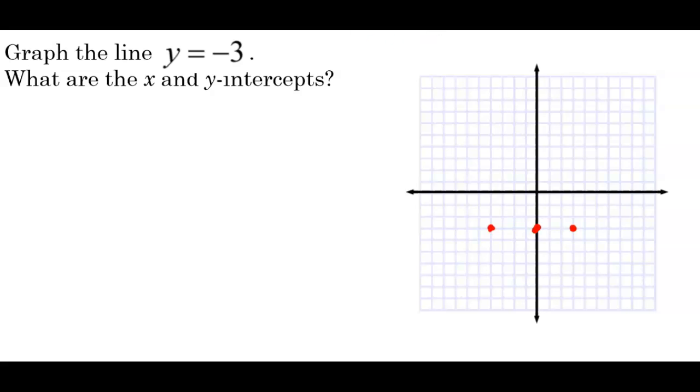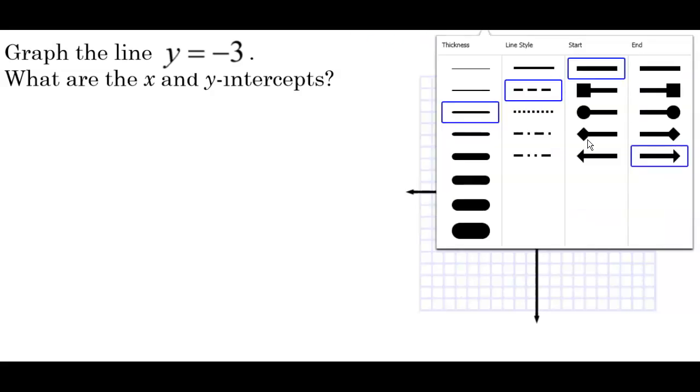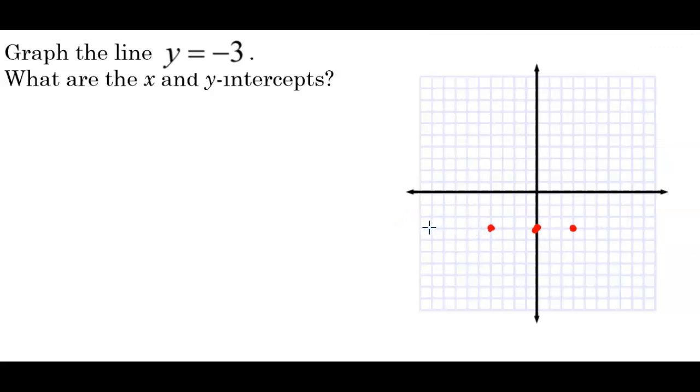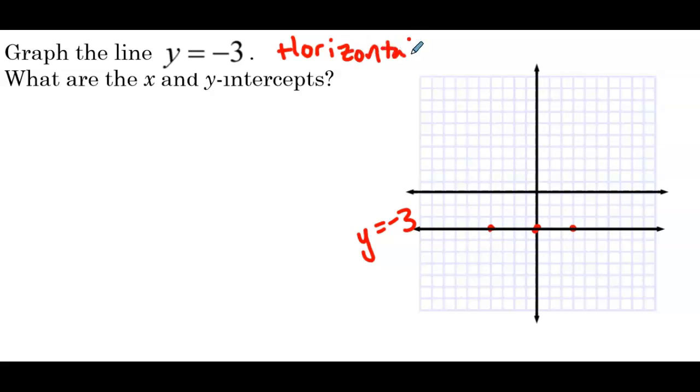And if we plot all of those points, the line that we would wind up getting is going to look like this. Oh, didn't want it to be dashed. Let's fix that. The line we're going to get looks like that. So that's the graph of the equation y equals negative 3. So this is a horizontal line, a line that's parallel to the x-axis.